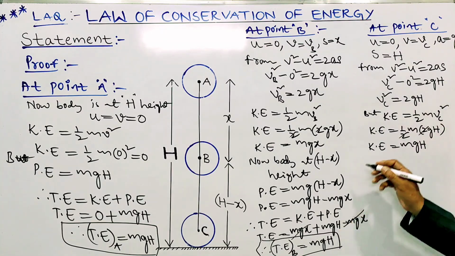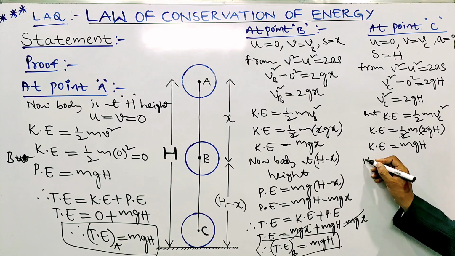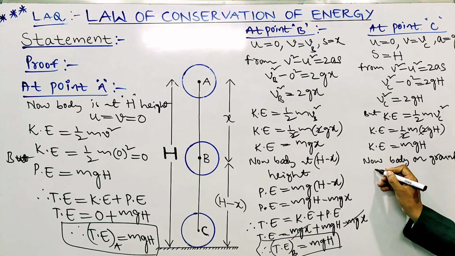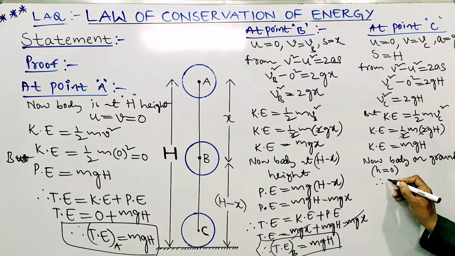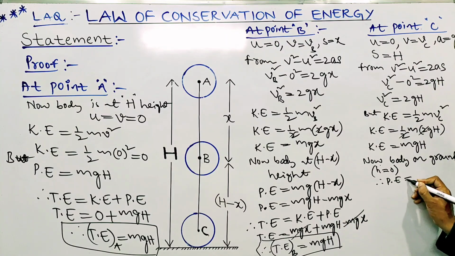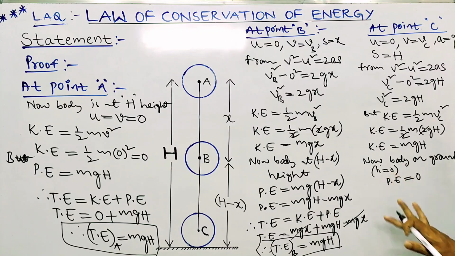Potential energy. Now the body is on the ground. Therefore the height is 0. There is no height. That is why potential energy is 0.